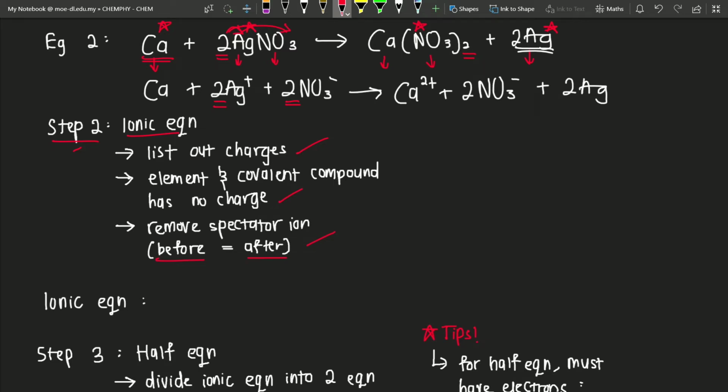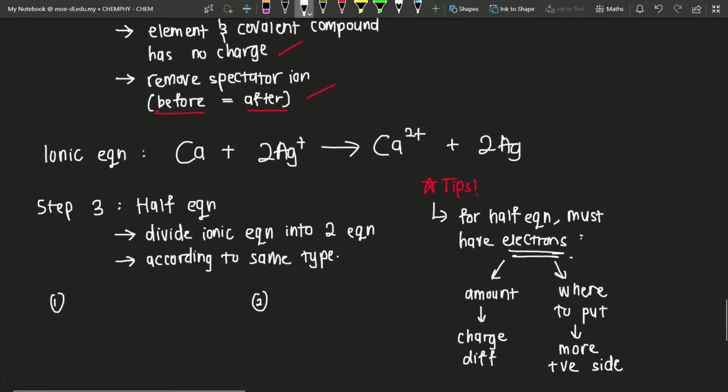Sebelum dan selepas tindak balas adalah sama, which is our nitrate ion. So after you guys remove, your final ionic equation will be Ca plus 2Ag → Ca2+ plus 2Ag. This is your persamaan ion. So selepas dah dapat persamaan ion, kita akan cari persamaan setengah, your half equation.